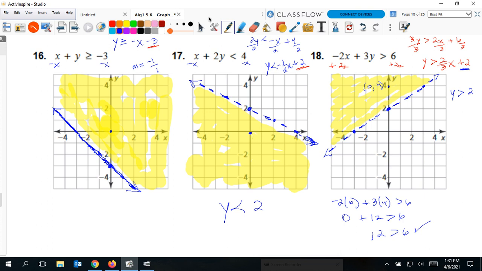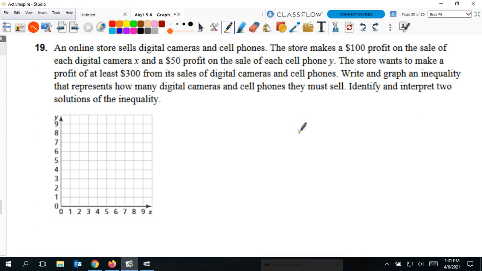All right, let's come to our very last one, number 19. We are now at the bottom of 161 in your journal book. And so with this one, it's more of a problem where we have to write out our linear inequality and then go ahead and graph it. So we have to make it up from the information they give us here.